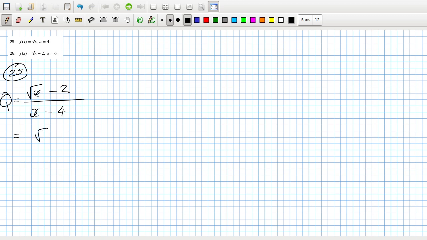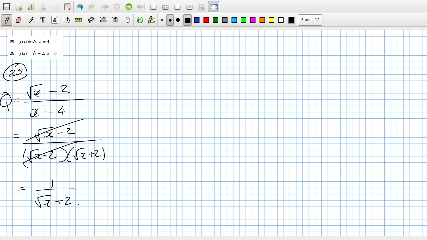Do I want to try factorizing the bottom? Root x minus 2 times root x plus 2. They cancel. That's 1 over root x plus 2. And then that will tend to 1 over, this is when x tends to 4, a quarter.